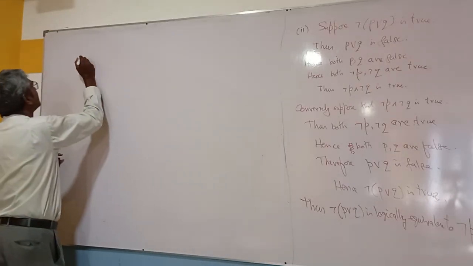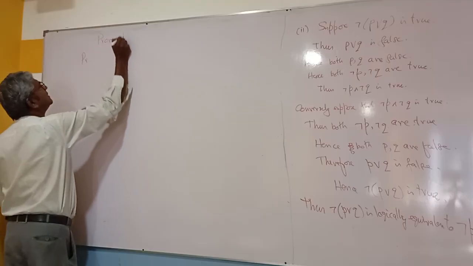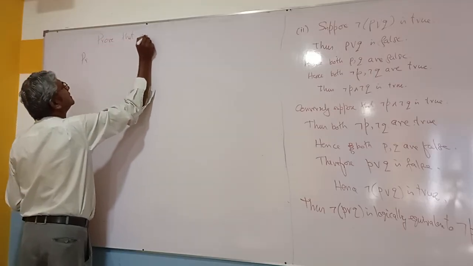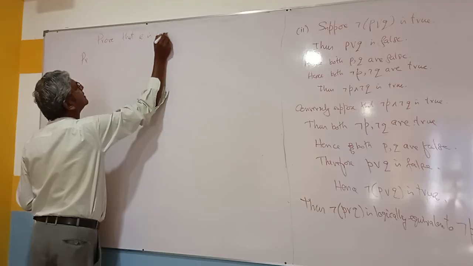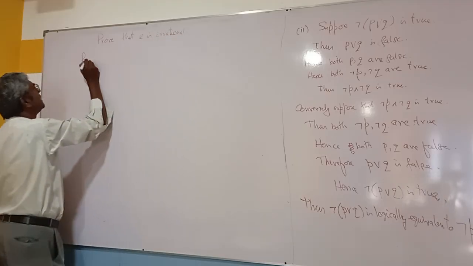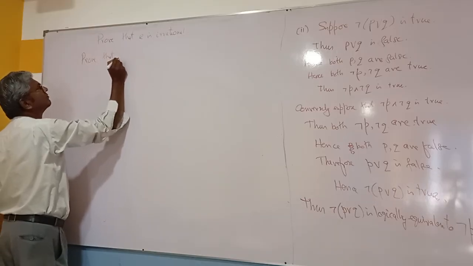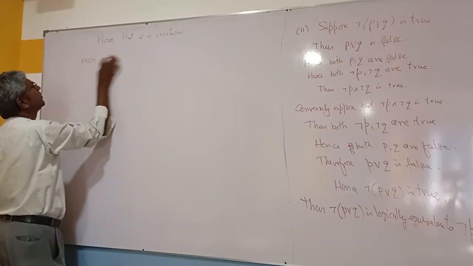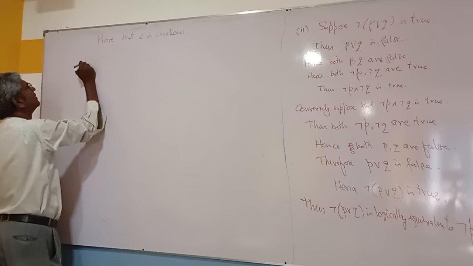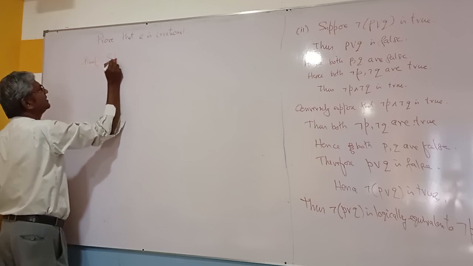Assume, prove that e is irrational. Prove that. Oh, I have written it. Prove. Suppose e is rational.